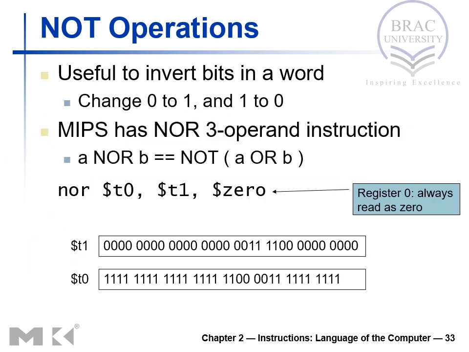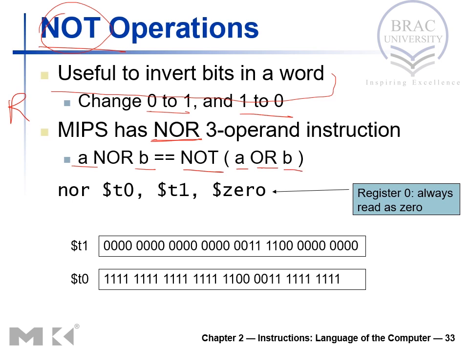NOT operation is again an R-type instruction. It is useful to invert bits in a word, so we can use this to make 0 to 1 or 1 to 0. But MIPS has a NOR operation, not a NOT operation directly. No NOT operation is there. It's the NOR operation, which has three operands. A NOR B is equal to NOT (A OR B).